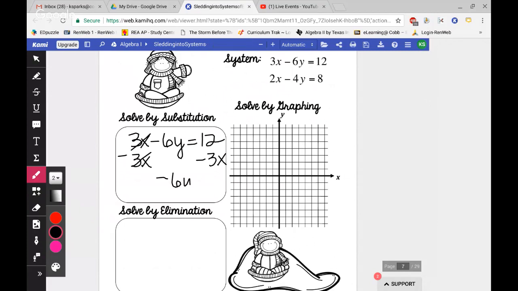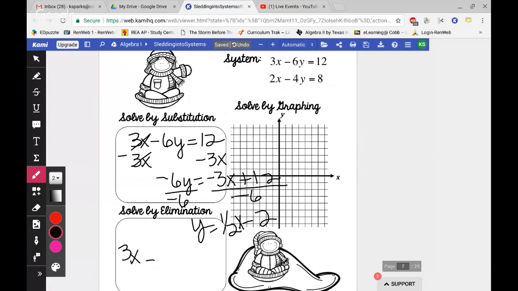And that's going to leave me negative 6y equals negative 3x plus 12. And then I'm going to divide by negative 6. And that's going to give me y equals positive 1/2 x minus 2. And then I'm going to substitute that in for y.